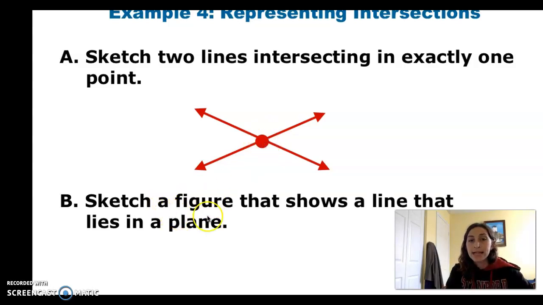Okay. Sketch a figure that shows a line that lies in a plane. So if this is a plane here, I know it's a little cut off. I want to sketch a line that lies in the plane. So I drew a line in that plane.